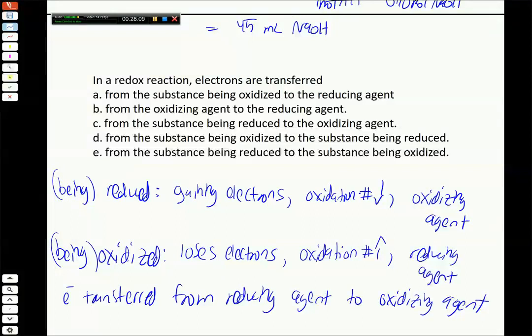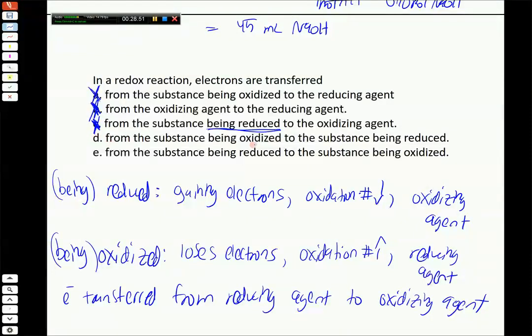Alright, so let's see which of these answer choices is correct. Choice A, from the substance being oxidized to the reducing agent, those are the same substance, so that one's wrong. Second one, from the oxidizing agent to the reducing agent, is the opposite of what happens. The oxidizing agent gains electrons, the reducing agent loses electrons, so that one's wrong. Choice C, from the substance being reduced to the oxidizing agent: the substance being reduced is gaining the electrons, not transferring them, so that one's also wrong.